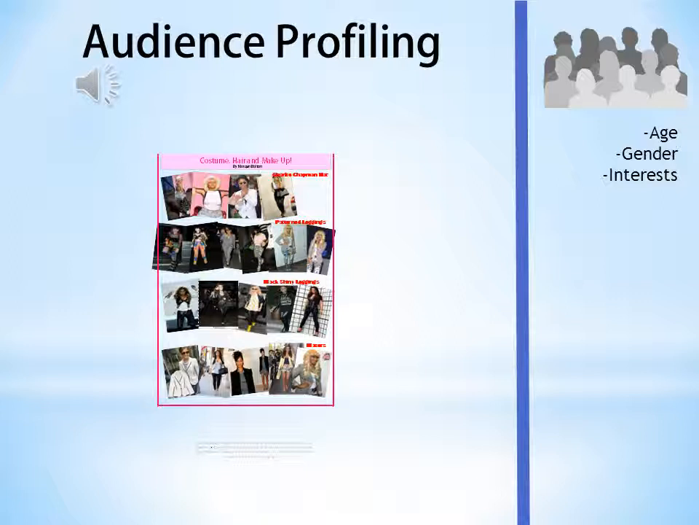Audience profiling. This is when you come up with your perfect audience through their age, gender, interest, ethnicity, race. This is where you go out and find out who would like your documentary. This will be primary research, as you yourself would go out. This will be through questionnaires, interviews and focus groups. This is for you to find out who likes your product.